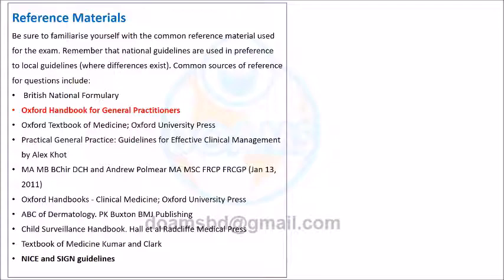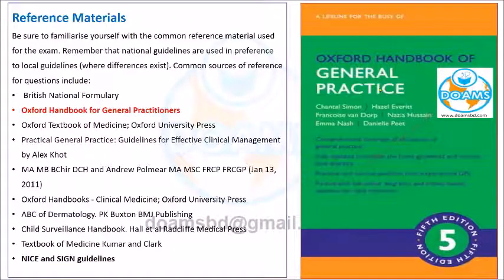And below, there are NICE guidelines. If you have the experience of reading these, each guideline is a very big thing. Not all of it is important; you have to look for the very important parts. Sometimes your learning materials will guide you that these are extracts of the guidelines. The NICE guideline is very well known. It is a UK-based guideline, and some concepts will come from it. So this is the appearance, the face of the book, the Oxford Handbook of General Practice.